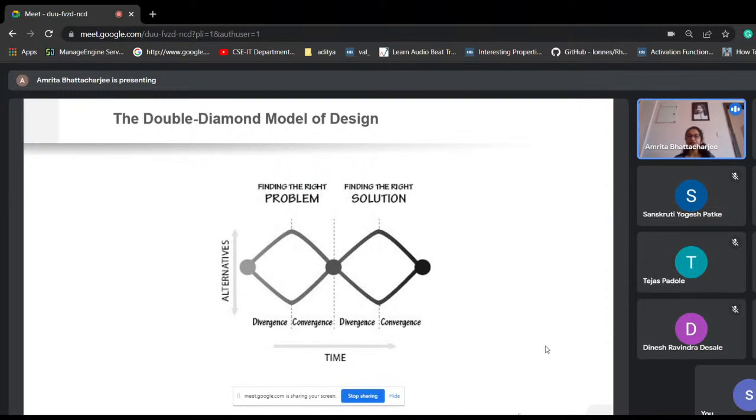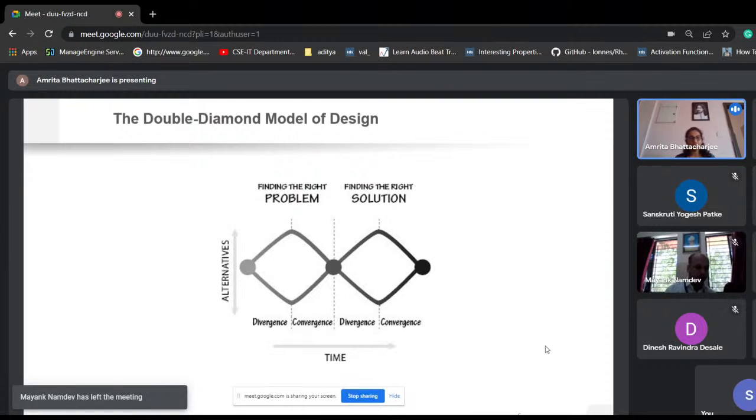And then again comes the divergence, when we are trying to find out the right solution. So again, we try to find out how we can solve the problems. And while we are trying to find out how we can address the issue and how we can come up with the optimum solution, we must generate various solutions. That is why it is called the divergence again. So we try to ideate in different ways how the problems can be solved.